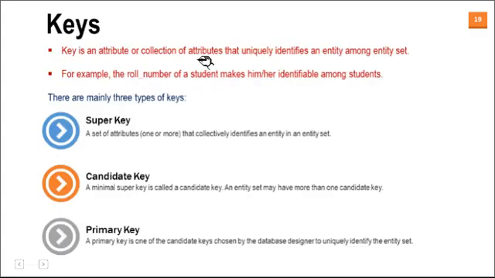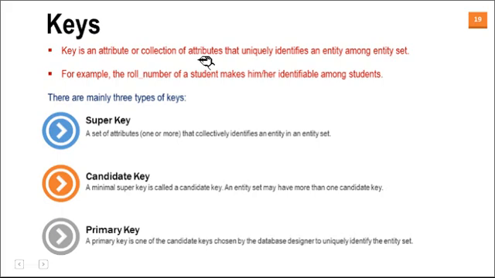Keys. Now I will discuss keys. A key is an attribute or collection of attributes that uniquely identify an entity among the entity set. Here we have three kinds of keys. First one is super key, second one is candidate key, and third one is primary key. First, from the relation, we will find out all the sets of super keys. From the super keys we will identify candidate keys, and from the candidate keys one key will be chosen as the primary key.